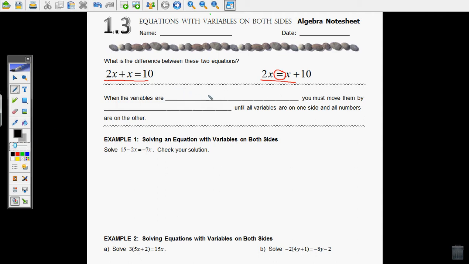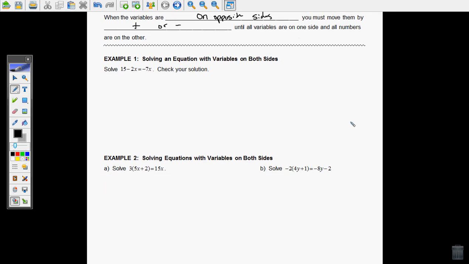So, when variables are on opposite sides, you must move them by addition or subtraction until all variables are on one side and all numbers are on the other. Should be simple enough, right? We're experts at manipulation of equations now. So let's look at example 1.